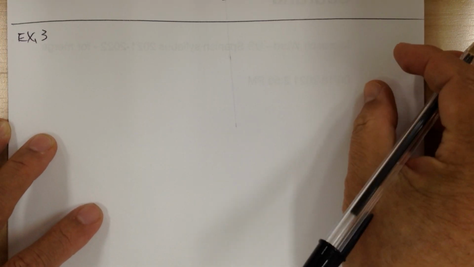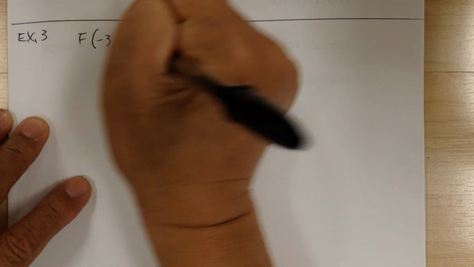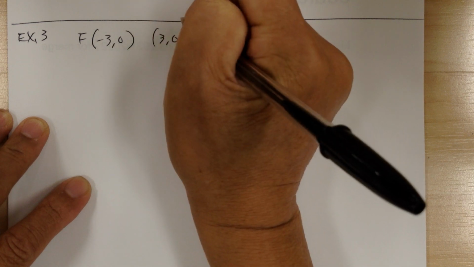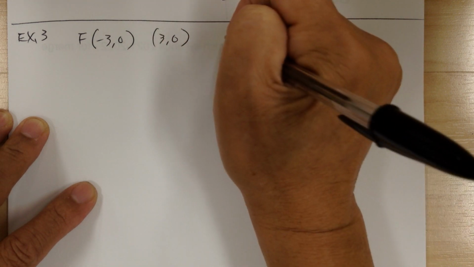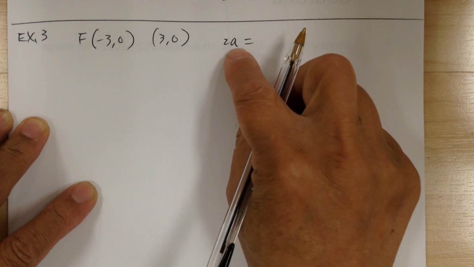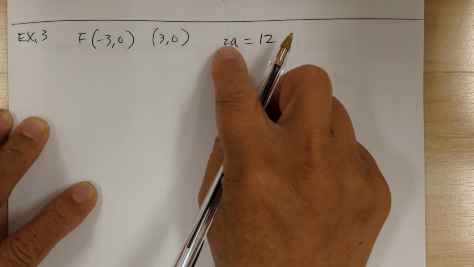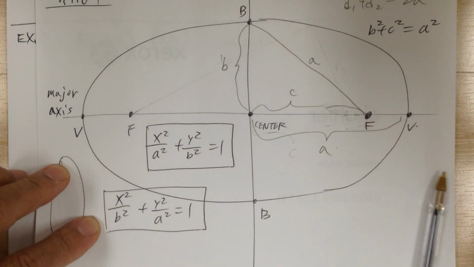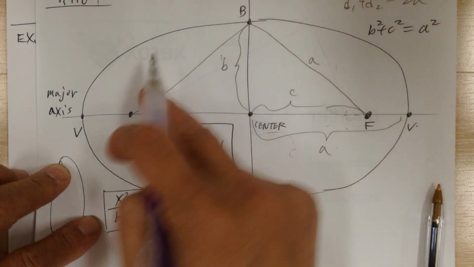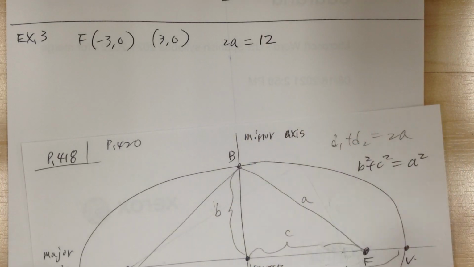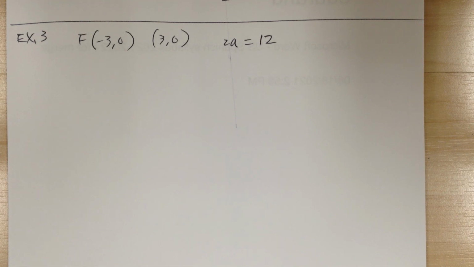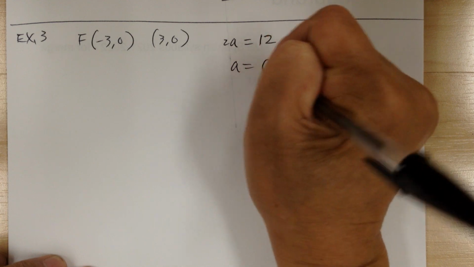Okay, example 3. It says find the equation of the ellipse having the foci at (-3, 0) and (3, 0), and the sum of focal radii, that means 2a, is equal to 12. So sum of focal radii, again, that's this over here, right? You got the sum of two radii equal to 2a. Again, if it helps, sketch. From here you can see that a equals 6.